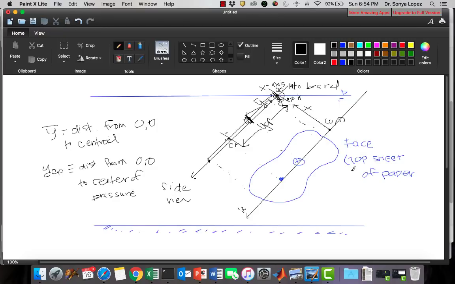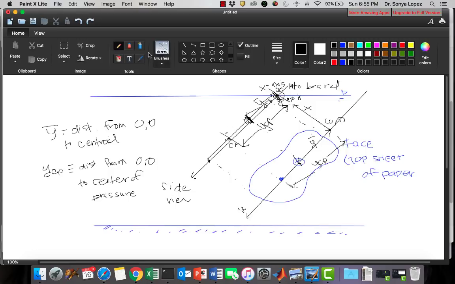Now, these distances are also here. The distance from here to here is also y bar. The distance from here to here is also y CP. So this is all the same. Sorry, that's not quite straight, it's supposed to be a straight line this way. These planes are incredibly important.